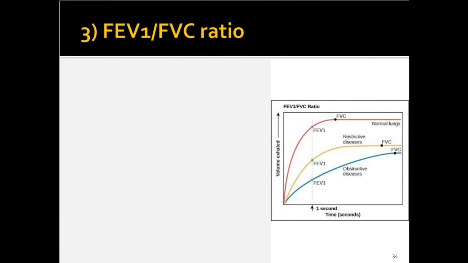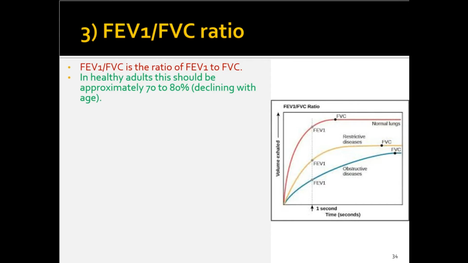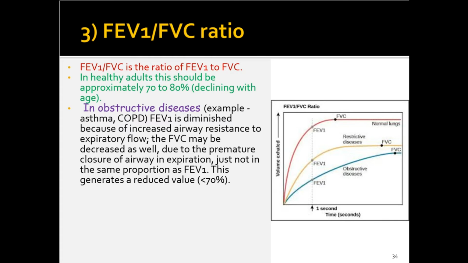3. FEV1/FVC ratio. FEV1/FVC is the ratio of FEV1 to FVC. In healthy adults this should be approximately 70 to 80%, declining with age. In obstructive diseases, for example asthma and COPD, FEV1 is diminished because of increased airway resistance to expiratory flow. The FVC may be decreased as well, due to the premature closure of airway in expiration, just not in the same proportion as FEV1. This generates a reduced value, less than 70%.